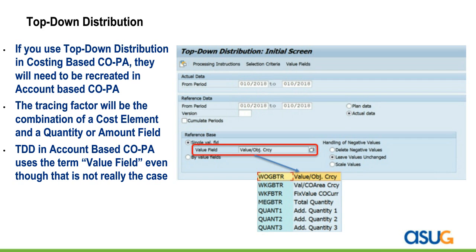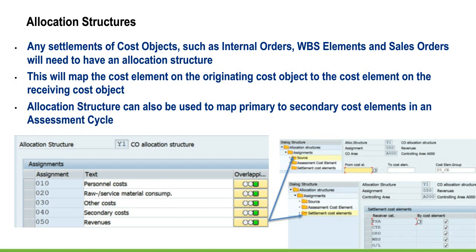So it's available for both cost-based and account-based, but you need to set up the transaction if you want to use it for account-based. Allocation structures. These are more important for account-based, because allocation structures are basically the mappings of a cost element on an originating object to the cost element on a receiving object. Allocation structures are used for things like settlement. So if you're settling an internal order, or a WBS element, or assessment. If you want to map primary to secondary cost element, use allocation structures. So again, the same logic is that your allocation structure needs to be set up so that your receiving cost element is detailed enough for you to report in account-based COPA.